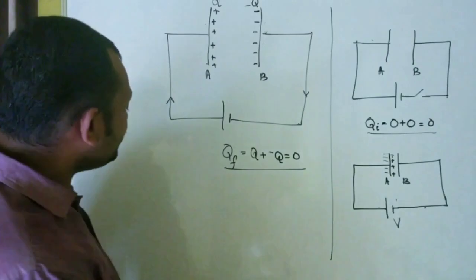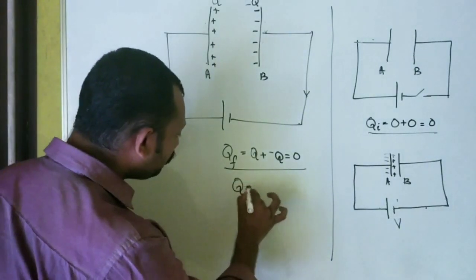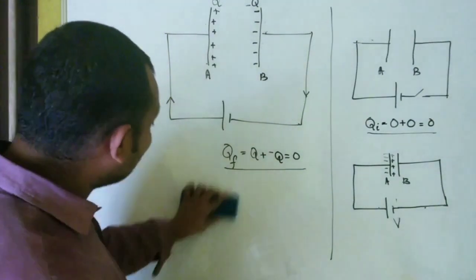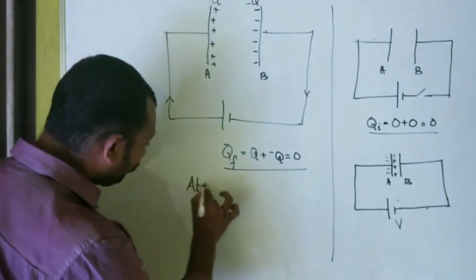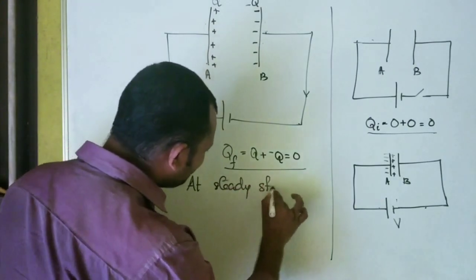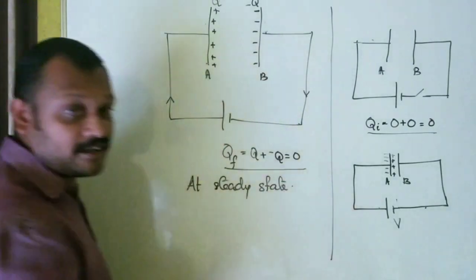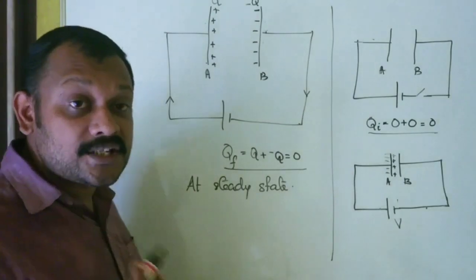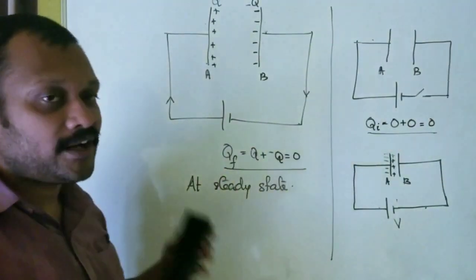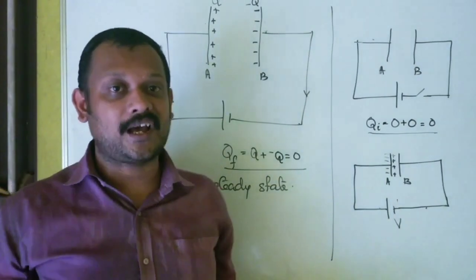Now, what is the magnitude of Q at steady state? Steady state means that condition when the plates of the capacitor are fully charged.